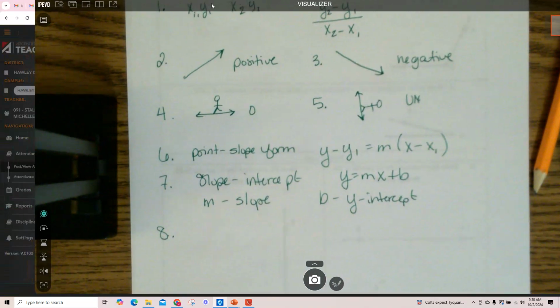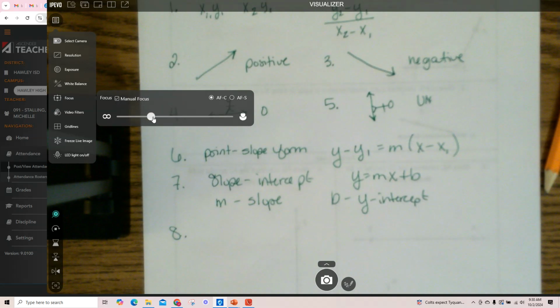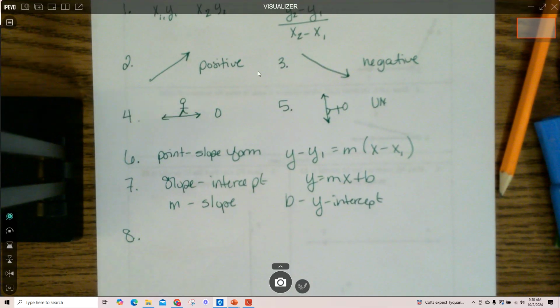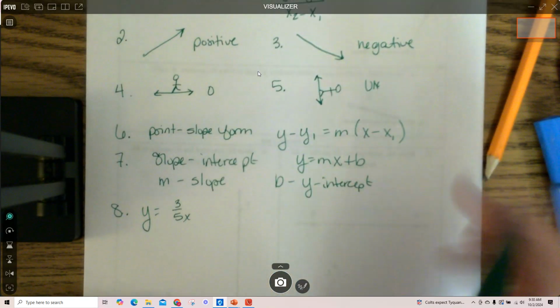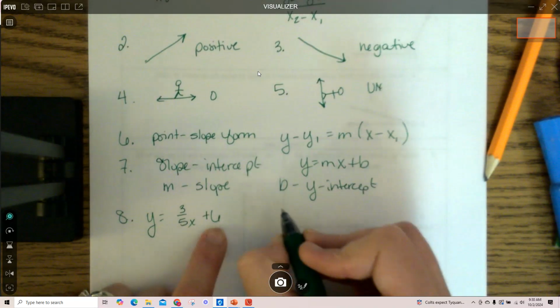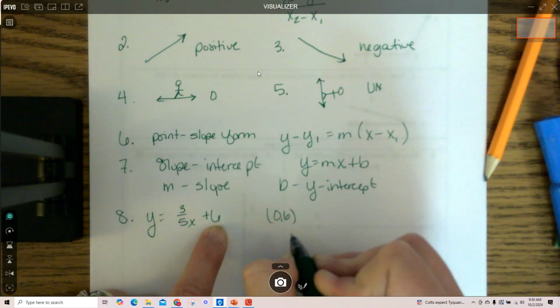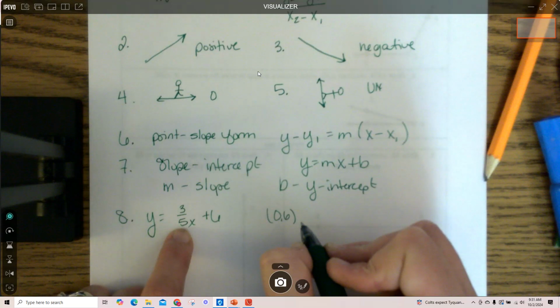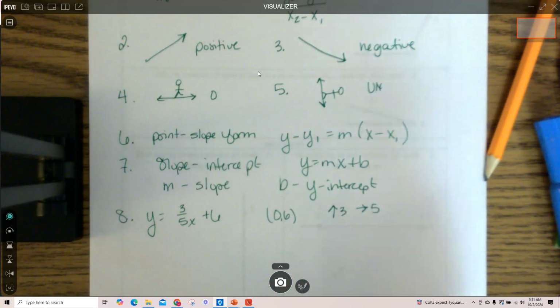What are the first two steps to graph y equals 3 over 5x plus 6? Y equals 3 over 5x plus 6. I would graph the y-intercept, a point at 0, 6, and then I would count the slope. I would go up 3 and then right 5 to find the next point. That's how I would do it.